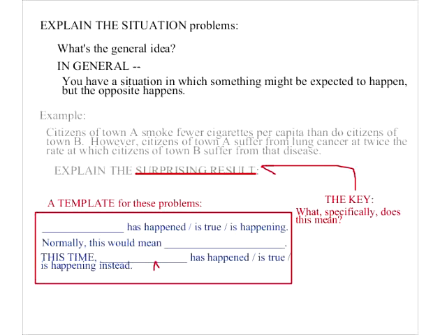If you can fill in these 3 blanks, then I think you've got a pretty good idea of what it is that needs to be explained. Let's fill in these 3 blanks. So what is happening in this problem? Normally, what would it mean? What does it mean this time instead? See if you guys can type that in the text box. The idea is to be a little bit general about this.